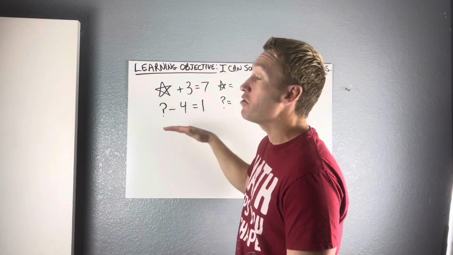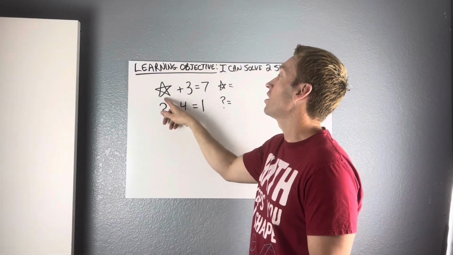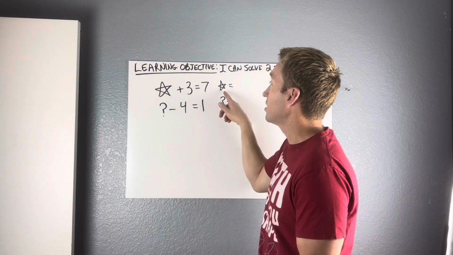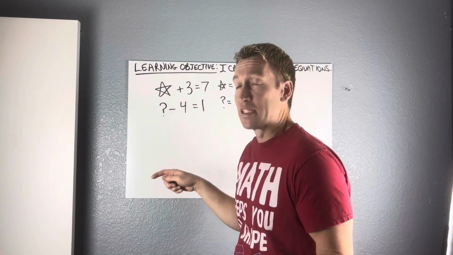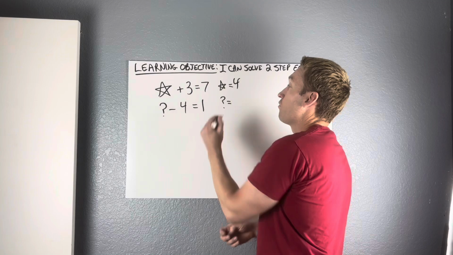And in fact, you've been doing it since you were really young, right? And they looked like this when you were really young. You had star plus 3 equals 7, right? And you're like, okay, what's a star equal? Well, right now you're thinking, wow, this is so easy. I wish math was always easy like this. Star plus 3 equals 7. Well, I know the star has to stand for 4, right?